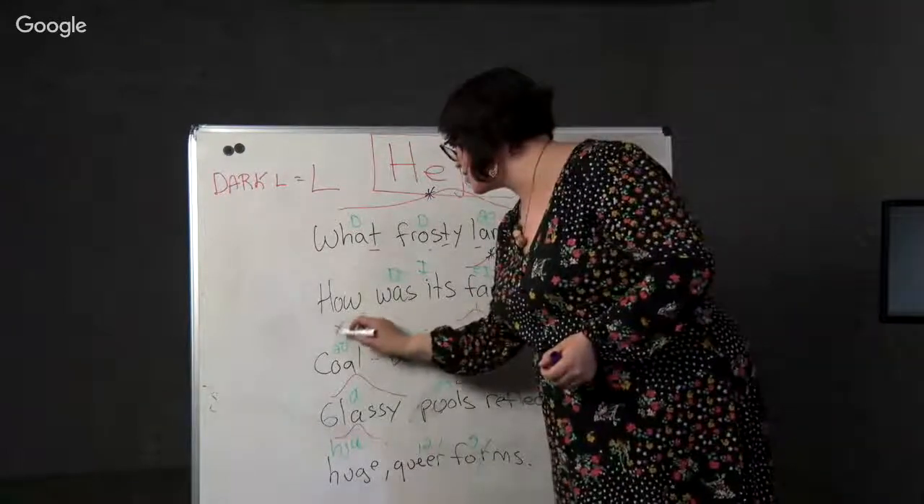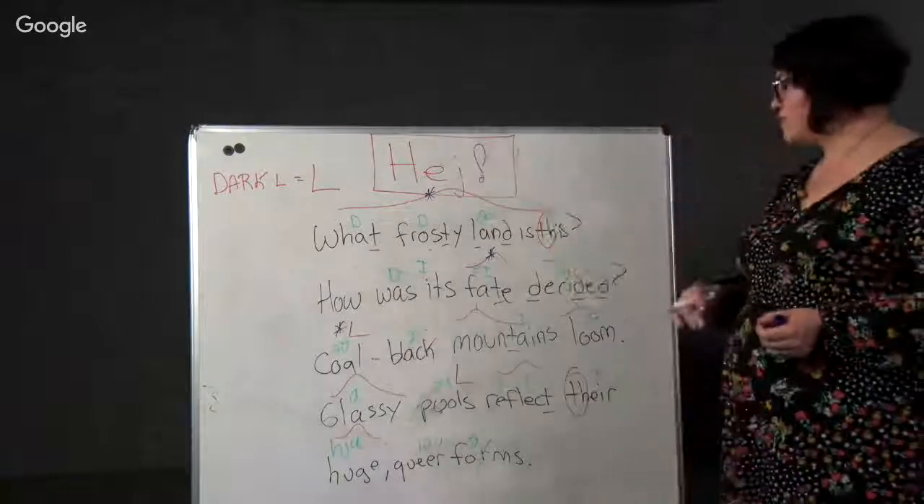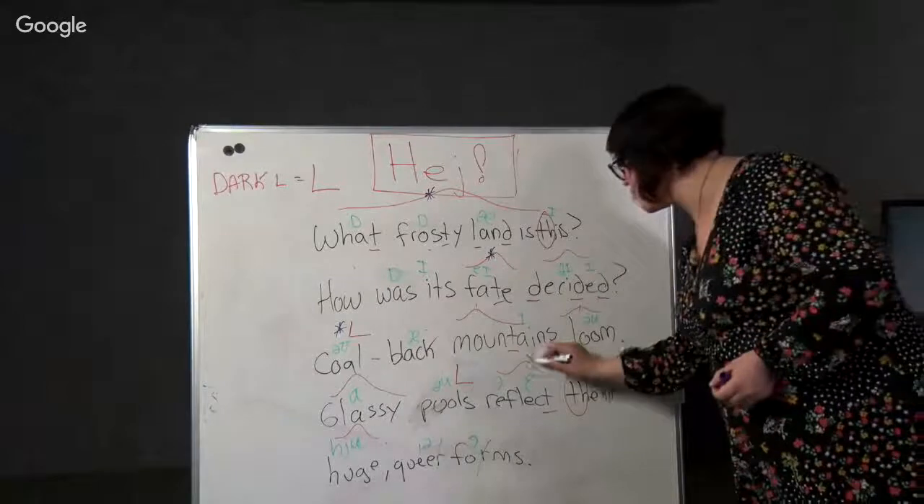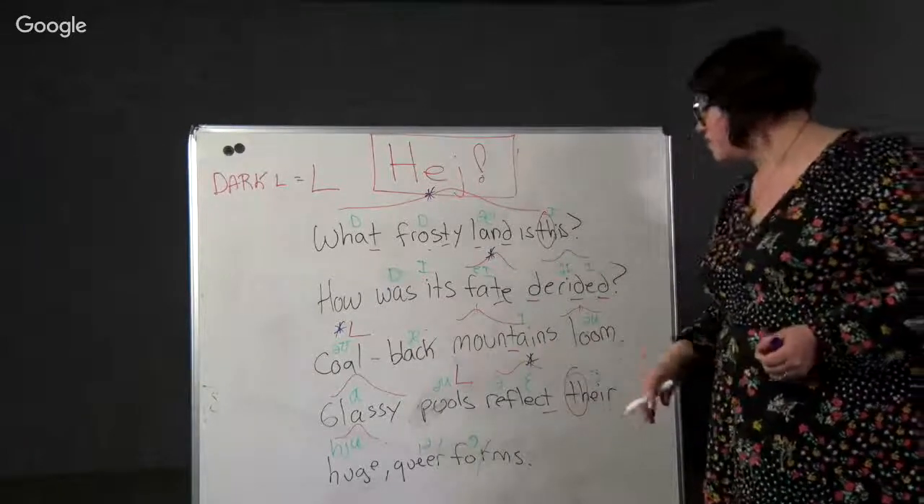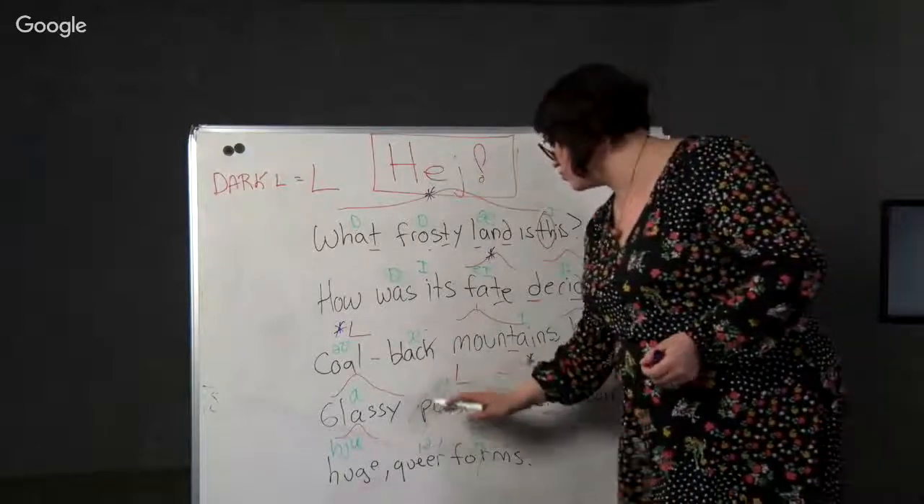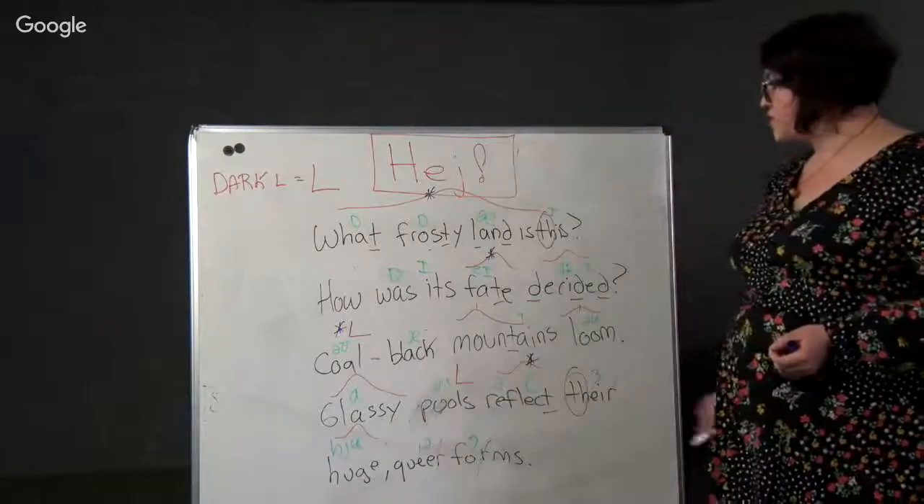Coal black, let's do that. Coal black mountains. The glassy pools reflect, let's do that one. Reflect the huge queer forms. Those are kind of louder. Huge queer forms are longer. So can we try this?